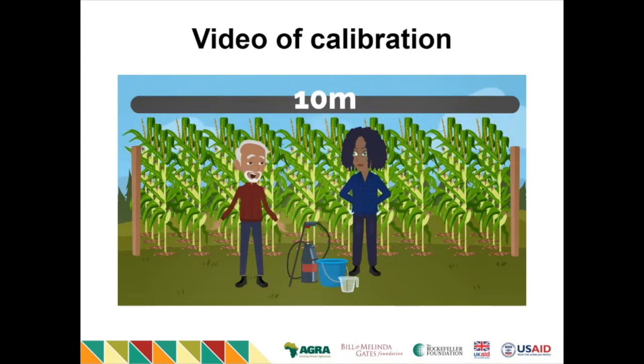Bear in mind that different nozzles will give different swath widths. Do you know how big your sprayer's tank is? It holds 15 liters. Good. We'll have to calculate the flow rate.